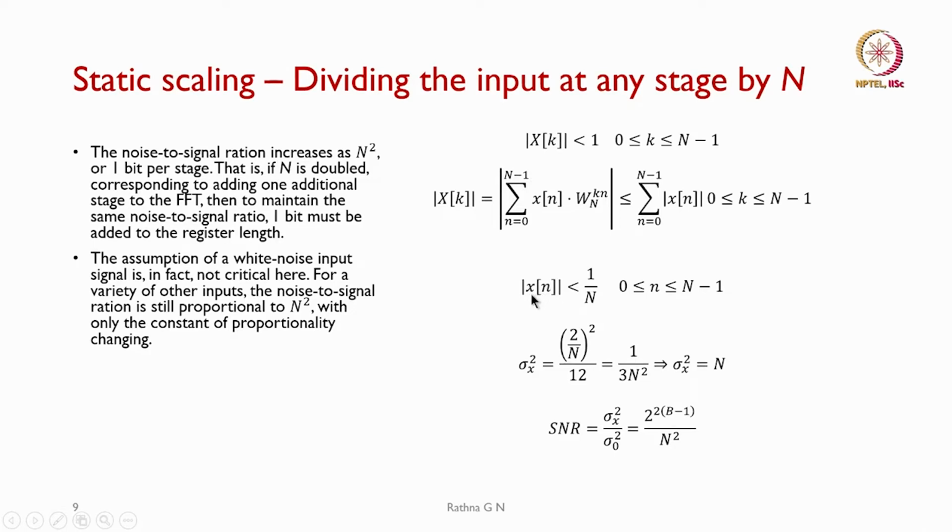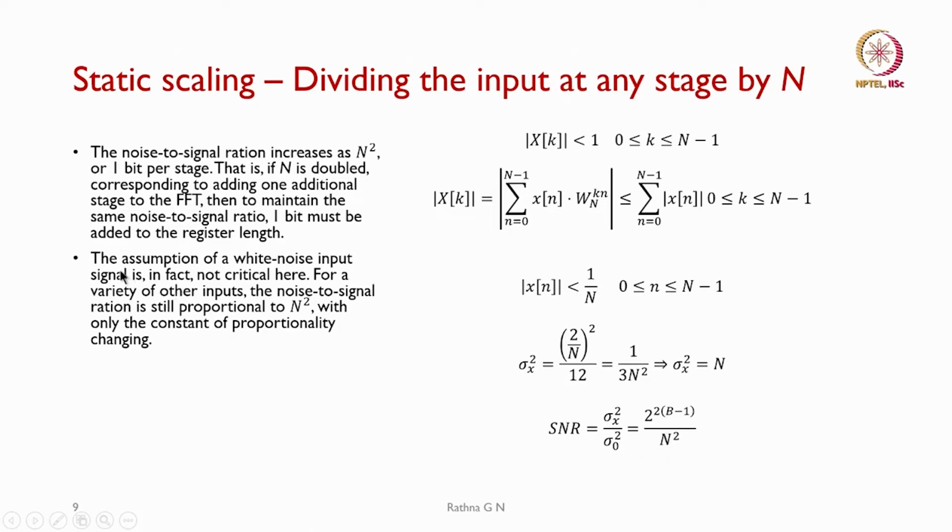So we say our magnitude of x of n is scaled by 1 by n. Then the input noise power sigma x squared is 2 by n whole squared divided by 12, which is nothing but 1 by 3 n squared. This is our signal power, sigma x squared is approximately equivalent to n, and the signal to noise ratio, sigma x squared by sigma naught squared, is going to be 2 to the power of 2 into b minus 1 by n squared.